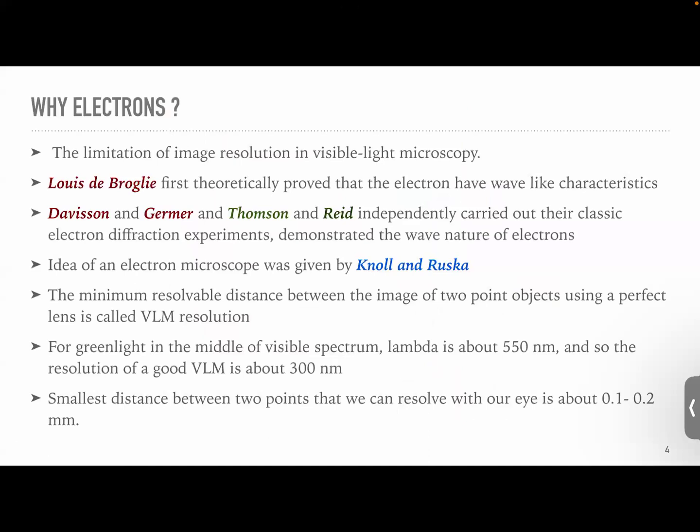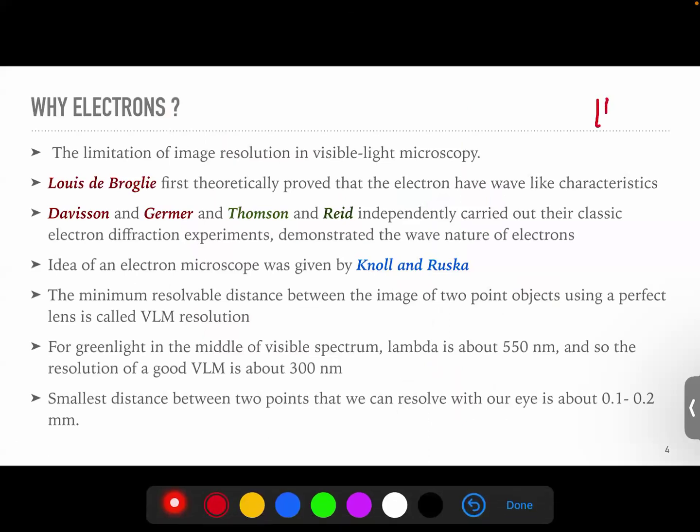Why did we go towards electrons from the light source? Because the image resolution in VLM is very limited. And what is image resolution? Imagine there are two lines very close side by side, and your eyes can see these lines separately. This is image resolution: how far you can go beyond the limit so that you can see very close lines individually. So if you take a visible light microscope with a green laser, you can only see two points that are about 300 nanometers apart. Beyond that, you cannot go with the help of VLM.